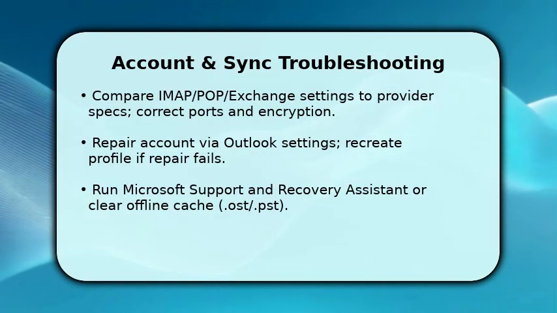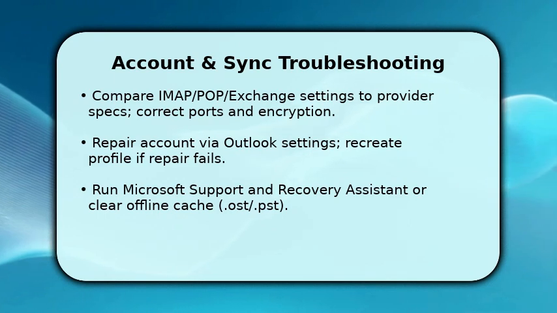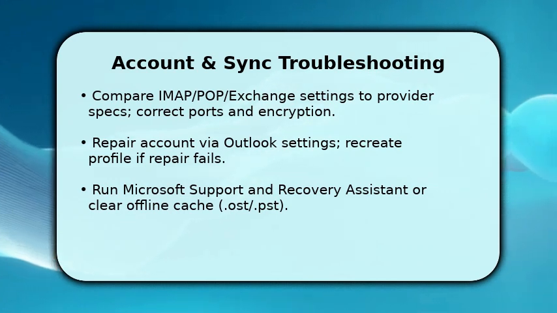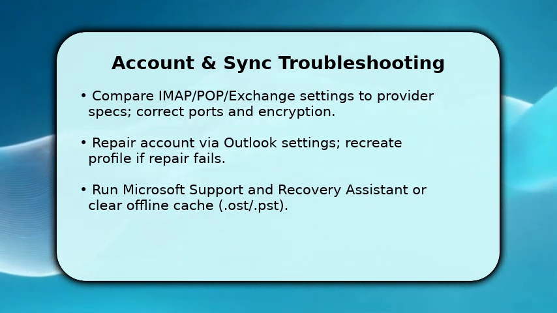Next, dive into account and synchronization details so mail flows properly. First, compare your account type, IMAP, POP, or Exchange, and confirm server names, ports, and encryption. Mismatched ports stop delivery. Run the built-in repair account tool. If it doesn't fix syncing, recreate the Outlook profile to start fresh.